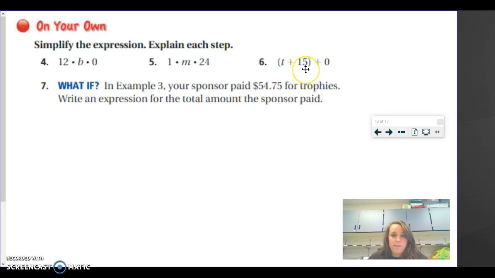For this problem here, I'm going to use the associative property to group the 15 plus 0 instead, and I'm going to add those together to get 15, so then I'm left with t plus 15. The answer for number 7 is 7x plus $154.75. So make sure you have all this included in your notes.